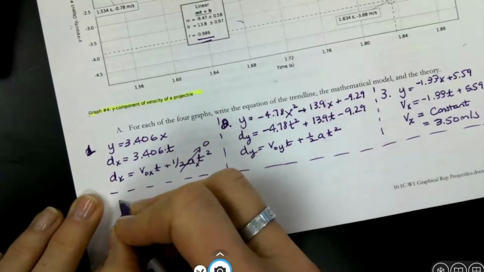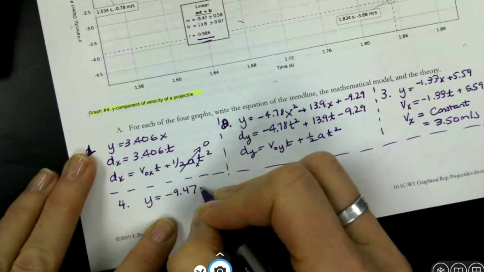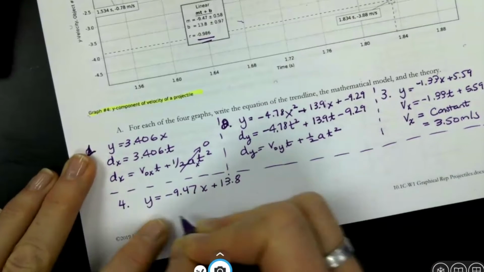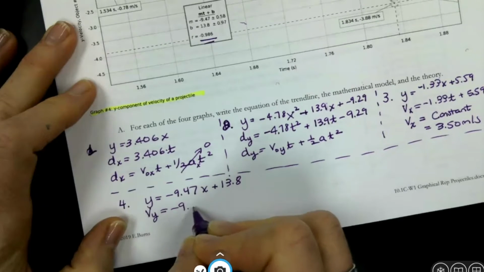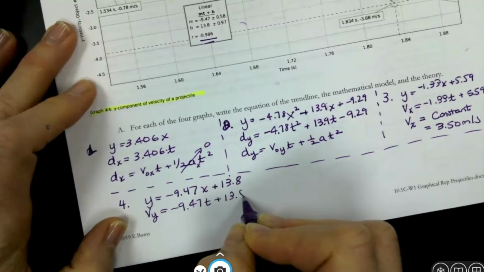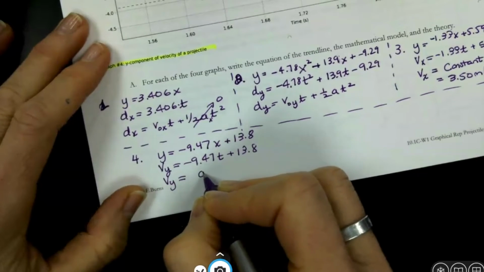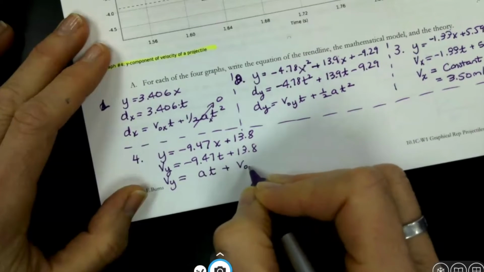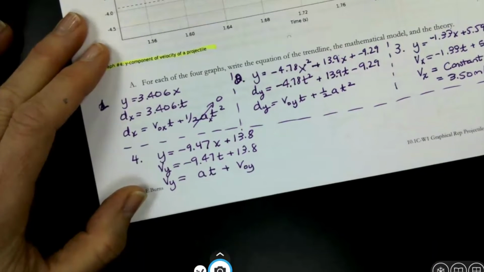All right, so now the next one, for y equals negative 9.47 x plus 13.8. The mathematical model is my y velocity. That means that my theory here is Vy equals a times t plus v initial y. We usually write it v initial y plus at, but I put that piece there. Now we're going to use these to figure out some values.